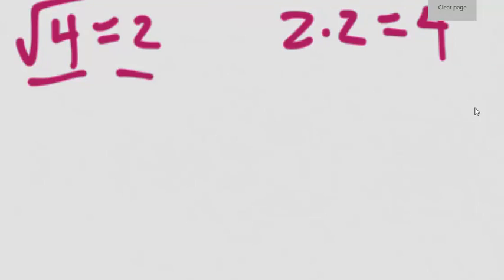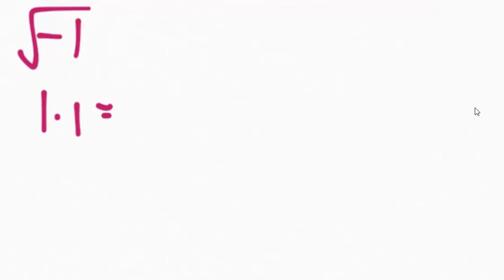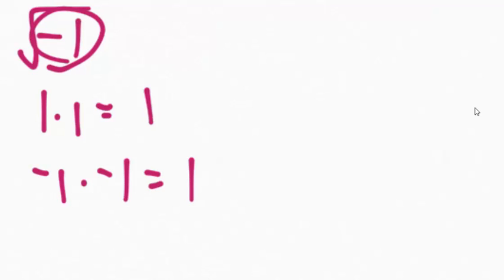Well, people started playing around with that, and they said, what if we had a negative square root, like the square root of negative 1? And they found that there's no number that multiplies by itself to equal negative 1, because 1 times 1 equals positive 1, and negative 1 times negative 1 equals positive 1. So there's no number that multiplies by itself to get negative 1.